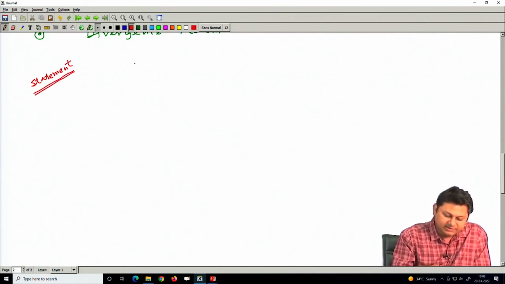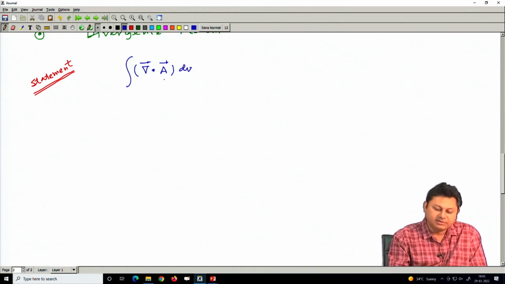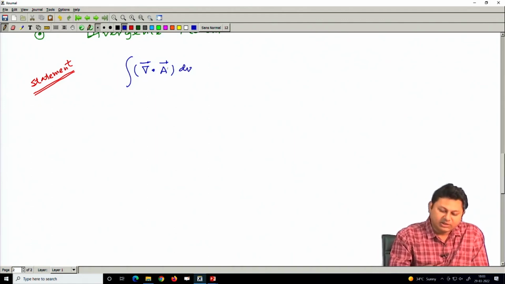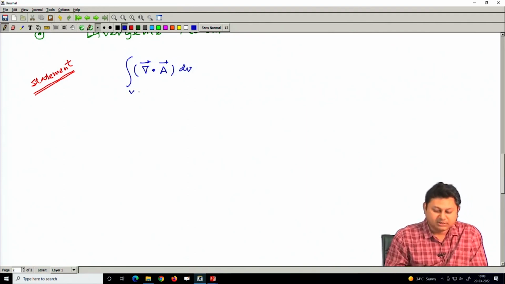The mathematical statement suggests that if I have the divergence of a given vector field and want to find the volume integral of this quantity. So, first a vector field is given, I take the divergence of it. So, I am going to get a scalar quantity, a scalar field, and then I want to find the volume integral of that scalar field, which we did in earlier classes. This is the volume integral.